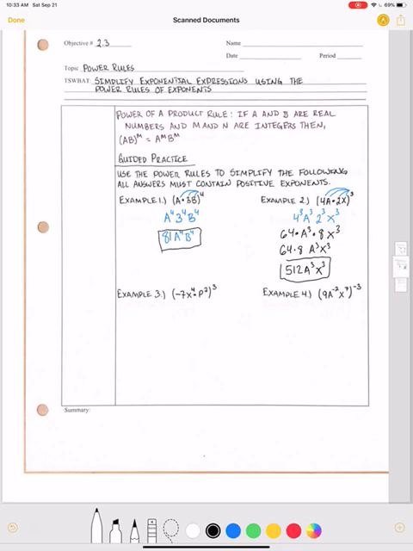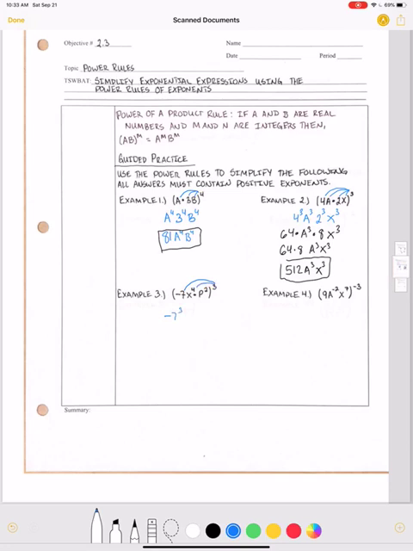In example 3, I have negative 7, x to the 4th, p squared, all raised to the power of 3. So I kind of have a combination of things going on here. I have the product rule, which is what the last two examples were, but I also have the power rule because I have exponents inside the parentheses already. So when I distribute this power of 3, that's going to go to the 7. So it's going to be negative 7 raised to the power of 3.